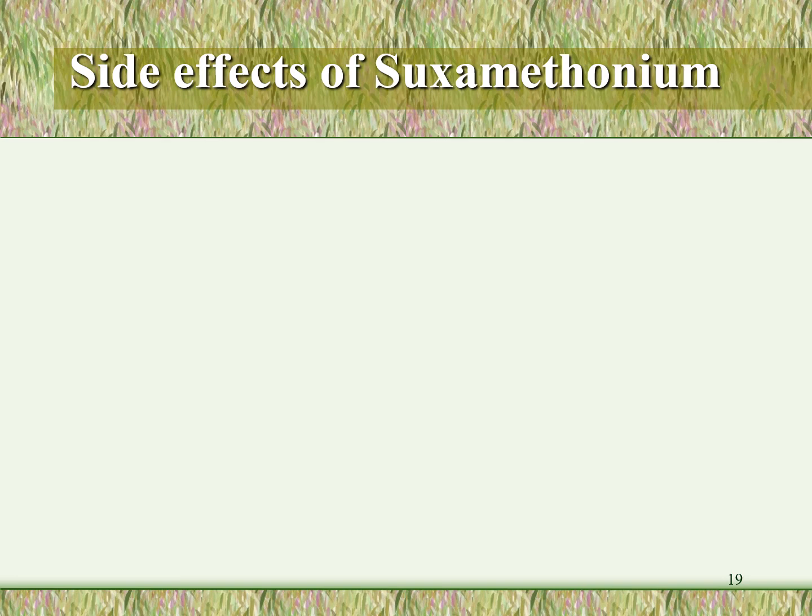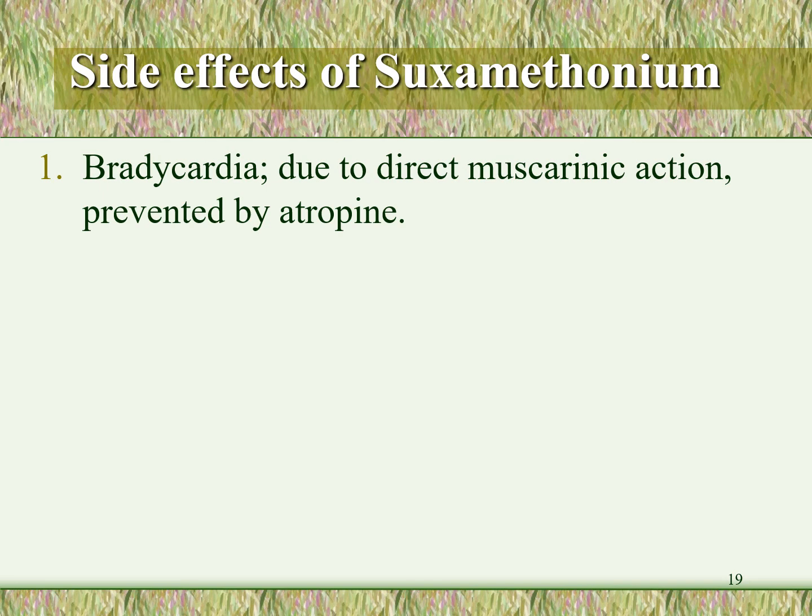Now we'll talk about the side effects of succinylcholine as a prototype for this depolarizing neuromuscular blocking drug, which between two brackets we can call non-competitive depolarizing neuromuscular blocking drugs, non-competitive, example like succinylcholine. Their side effects, they can produce bradycardia, and this is due to direct muscarinic action. This bradycardia can be prevented by atropine. They will produce bradycardia because they can stimulate the muscarinic receptors on the heart, leading to bradycardia. But these effects can be prevented by giving atropine before these drugs.